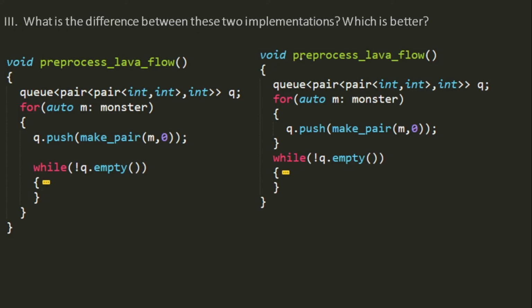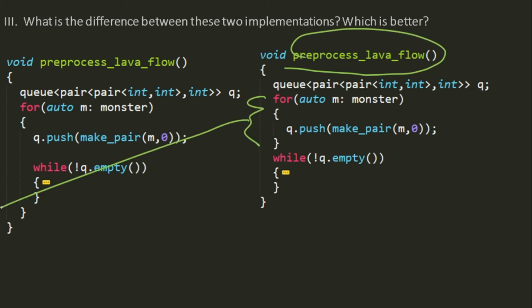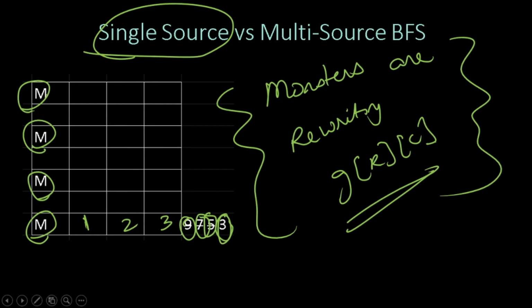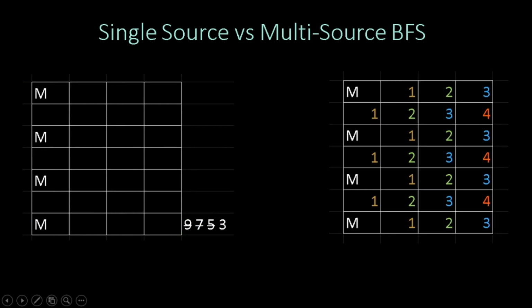So in the second approach, we will pre-process the lava flow, but we will be processing all the monsters at once. All monsters are pushed in queue and all of them are processed together. That's why we are calling it a multi-source BFS. A multi-source BFS. So there is no question of rewriting.